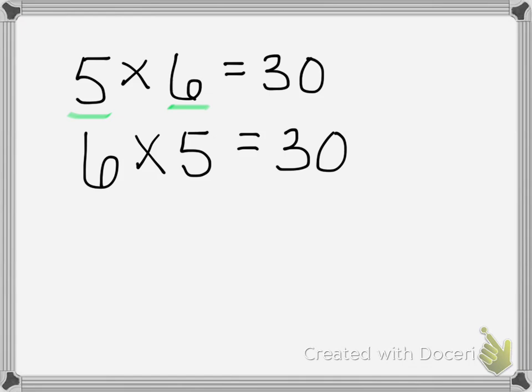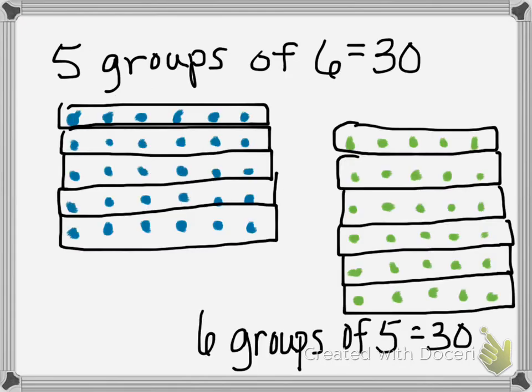I can check my answer using an array. I have created 2 arrays, the first one to show 5 times 6 equals 30. 5 groups of 6 will give me 30. The second array is showing 6 times 5. 6 groups of 5 also will give me a product of 30.